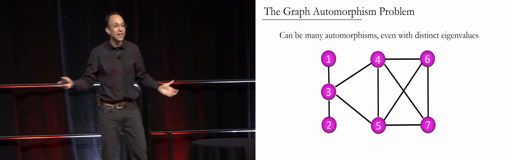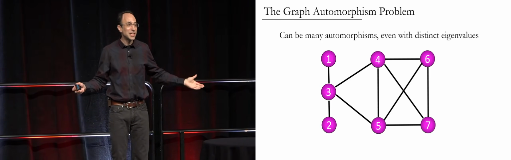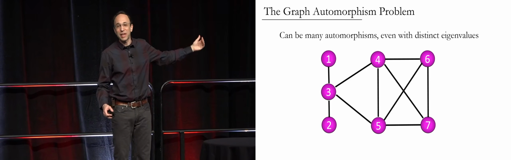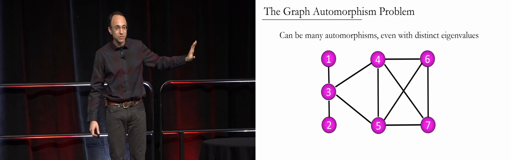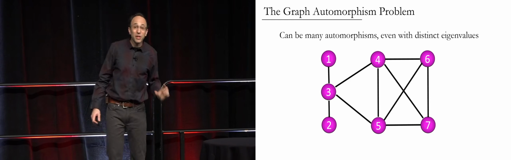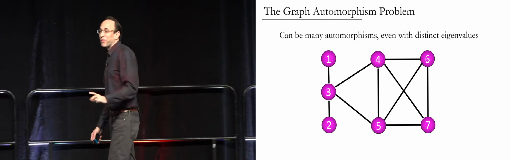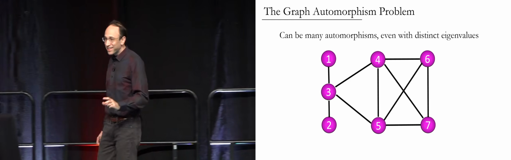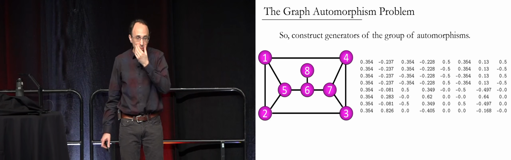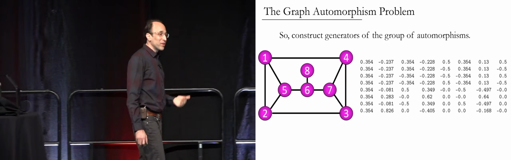If I flip nodes 6 and 7, I get the same graph. Okay, so I've already got 8 automorphisms on 7 nodes, and you can make bigger and bigger examples. You can have an absurd number of automorphisms. So we don't want to compute all of them. Rather, we want to compute a set of generators of the automorphism group of a graph. And that's the useful thing to do. And we can construct them by looking at the eigenvectors.